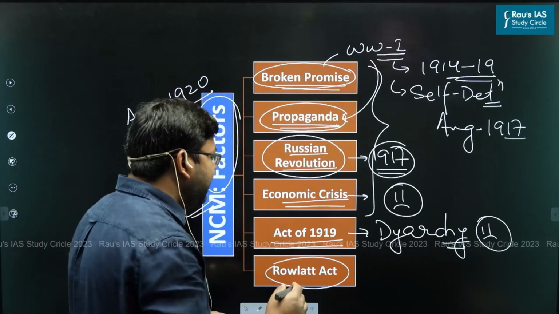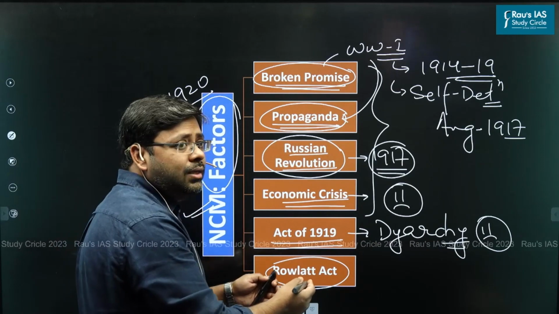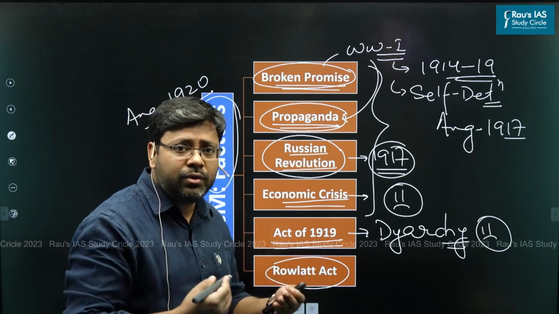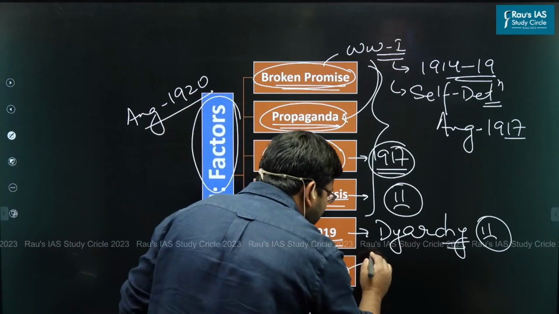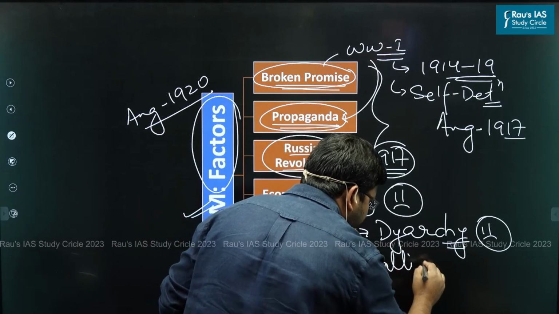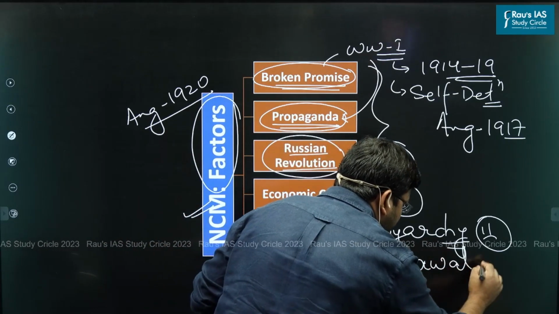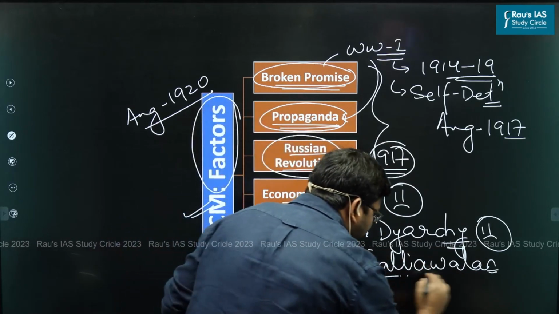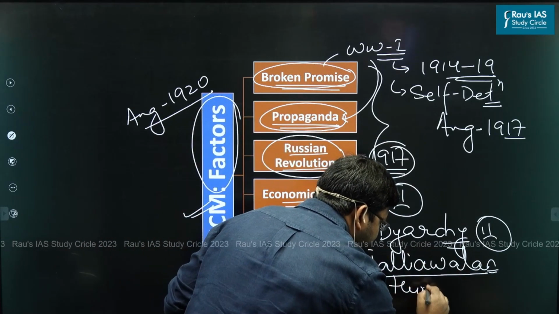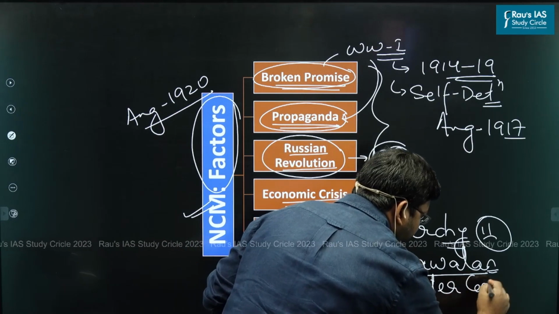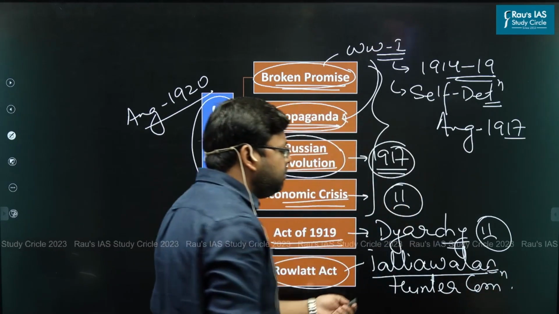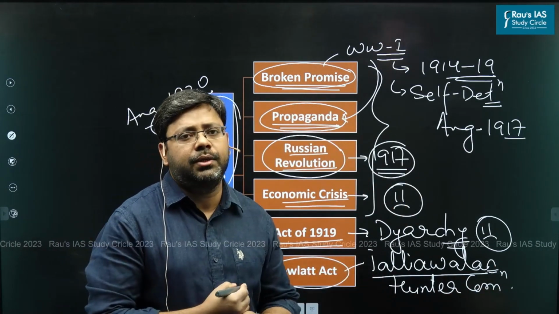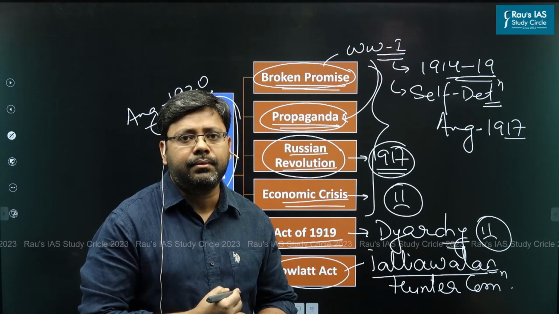Now, one of the reactions was in Amritsar, and eventually we all know that that led to the Jallianwala Bagh issue. After this, the Hunter Commission, which was appointed by the British government, further led to massive resentment among the people.